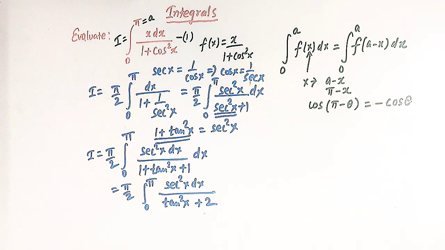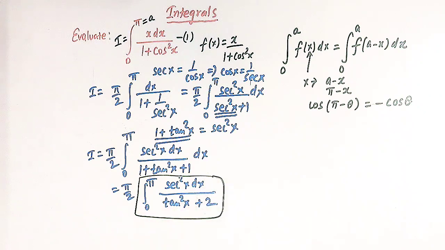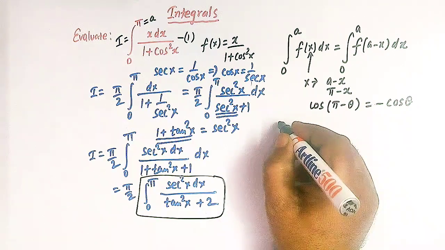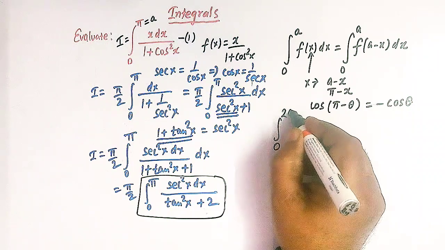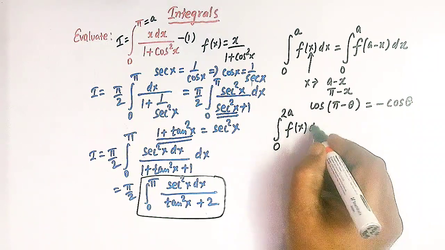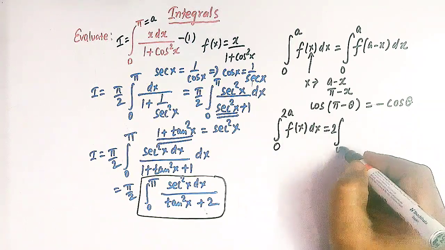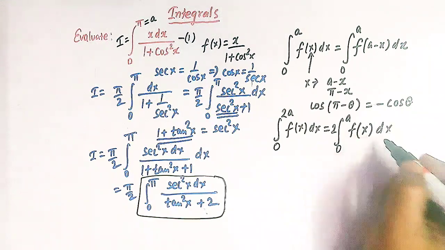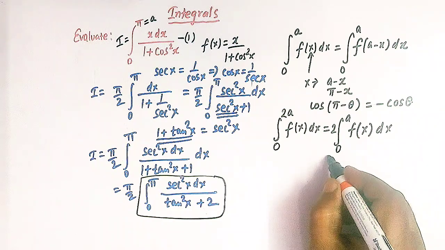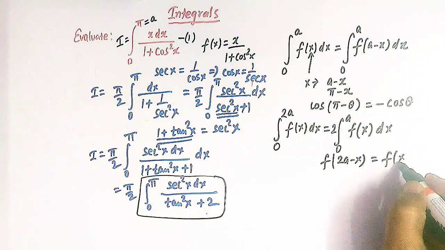Before applying the substitution method to this integral, we'll make use of another important property of definite integrals, which says that if we have the integral from 0 to 2a f of x dx, then this integral is given by 2 times the integral from 0 to a f of x dx, provided f of 2a minus x is equal to f of x.